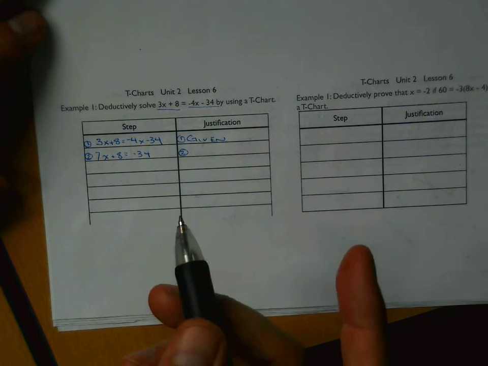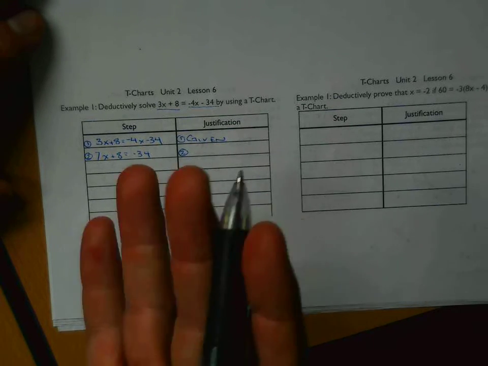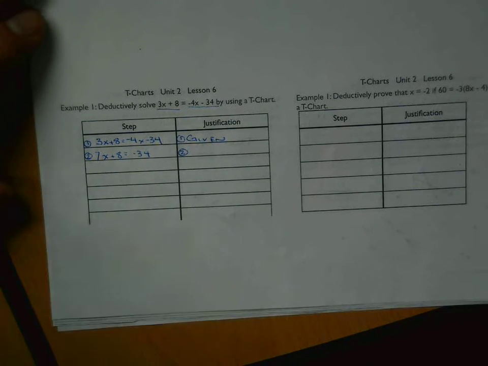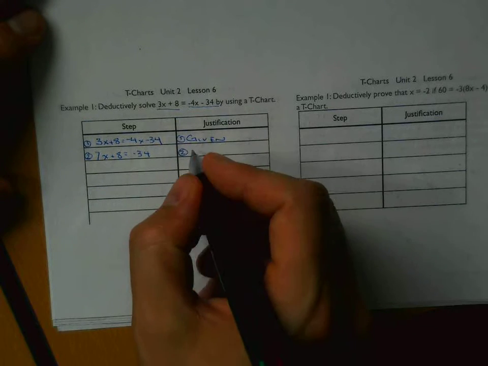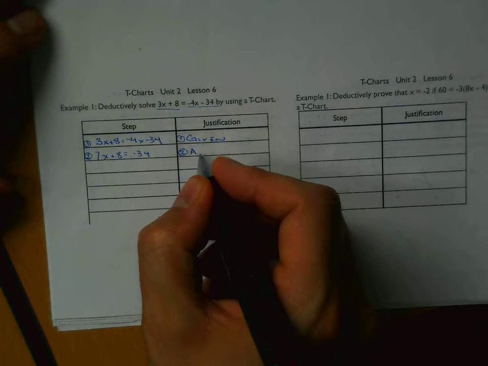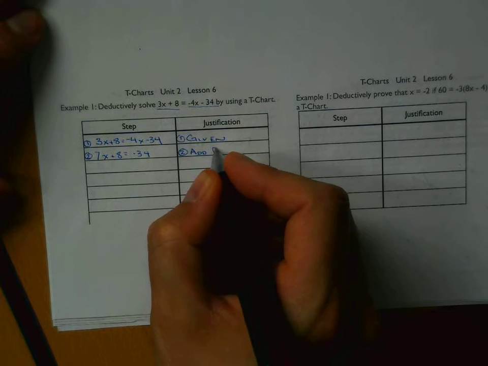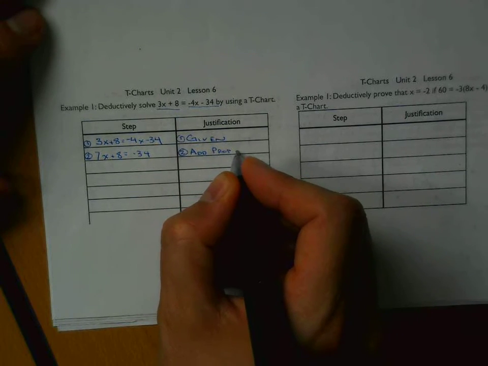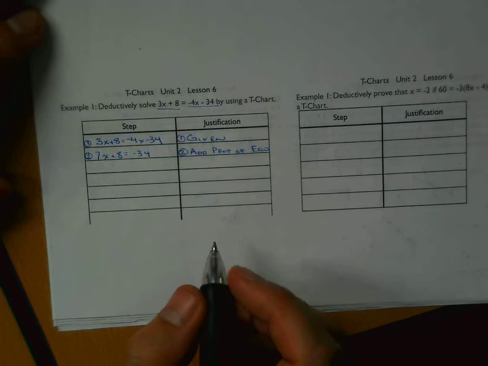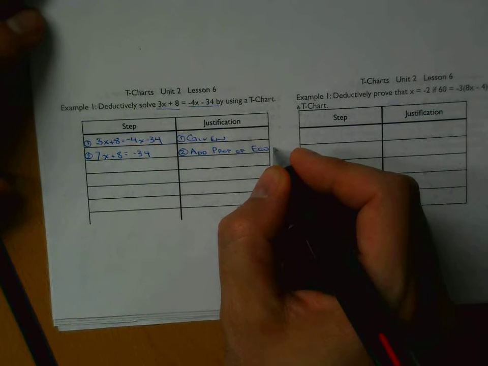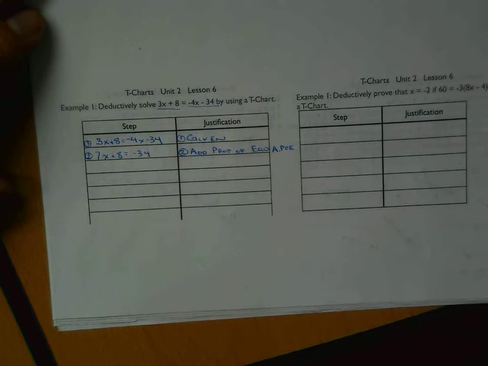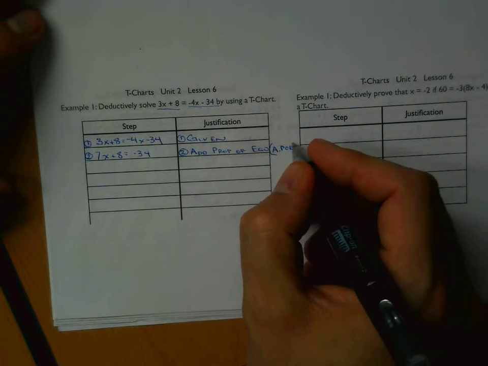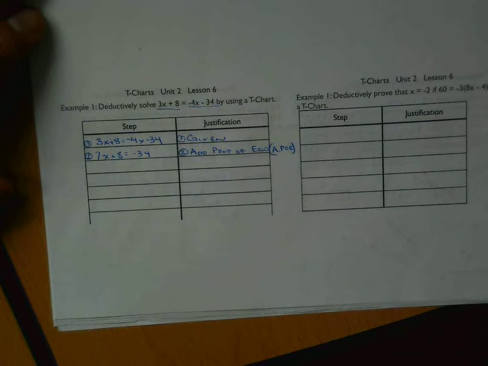If I add something to both sides of an equation and it stays balanced or equal, this is called the addition property of equality. Typically, I will shorten this down to the APO, addition property of equality. So we abbreviate a lot here for justifications. Be prepared for that.